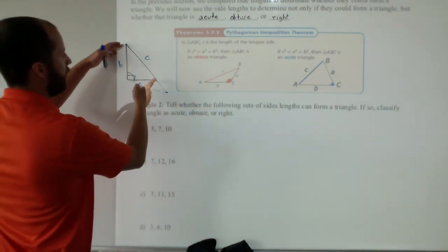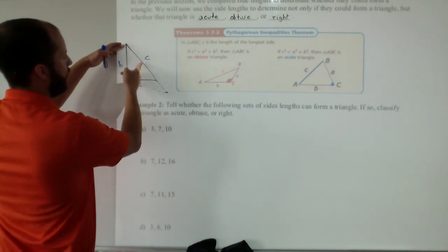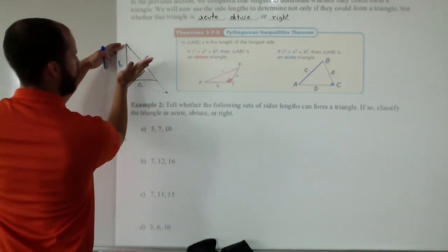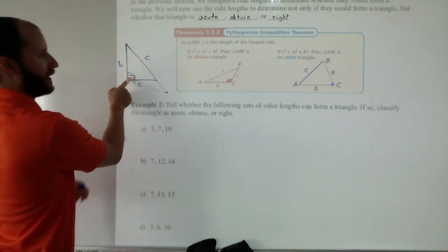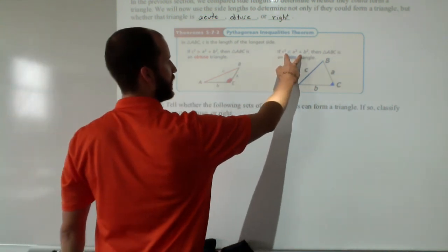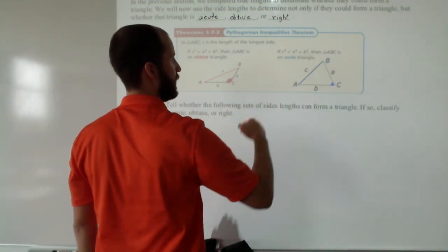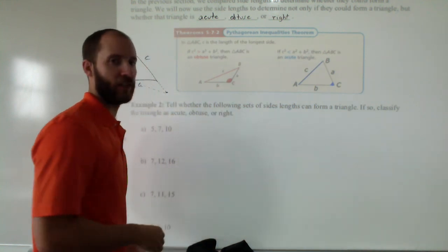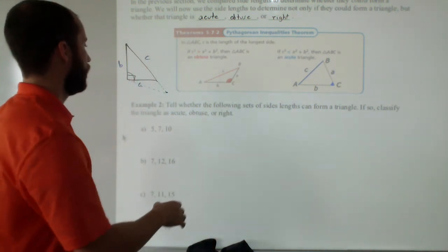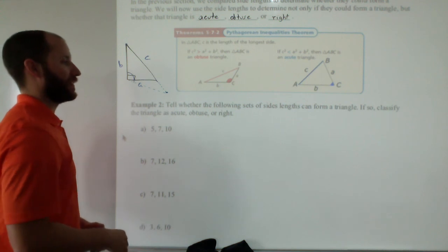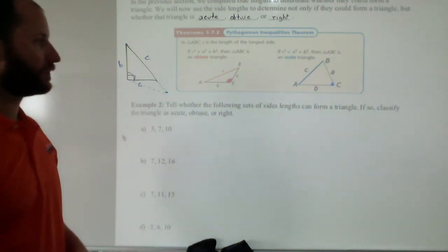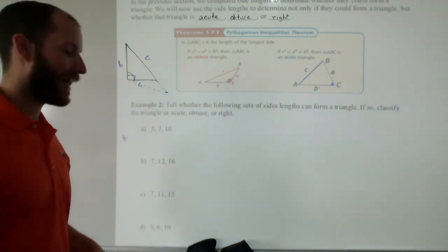Conversely, if C shrinks down, that means A is going to move over to meet it. Our right angle is going to get smaller. So when C squared is less than A squared plus B squared, we have an acute triangle. So tell whether the following sets of side lengths can form a triangle. If so, classify it.